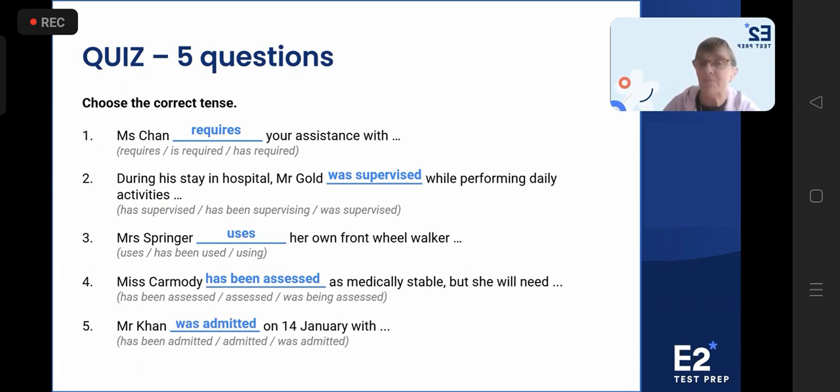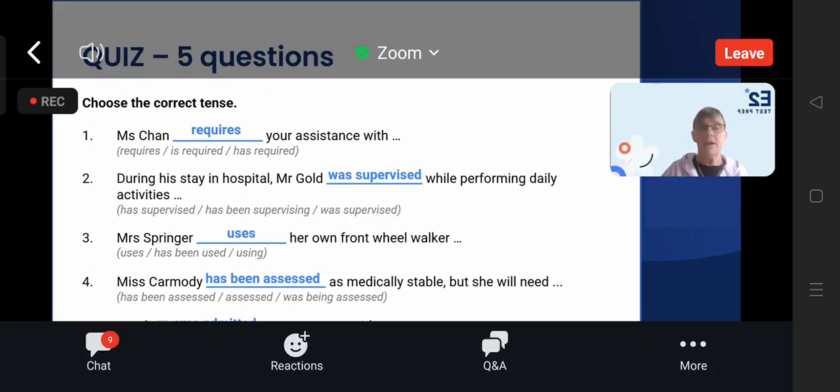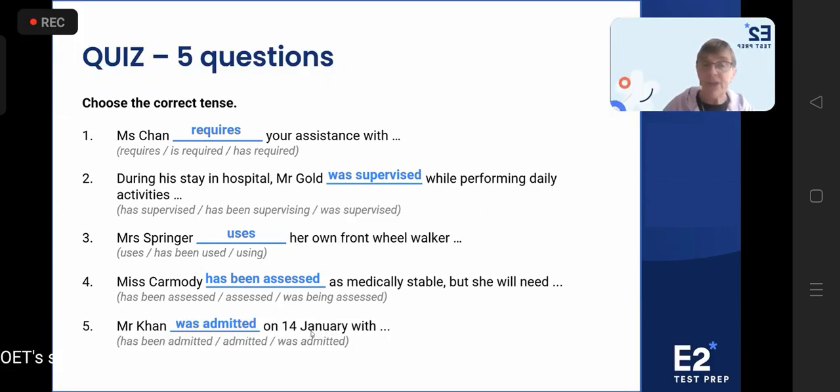Mr. Khan was admitted on the 14th of January. Definitely clear there, we're saying when. Right, so we know when, we use the simple past. I still find people getting that wrong. It's easy to distinguish when we have when, during his day, on a certain day, whenever we use the simple.